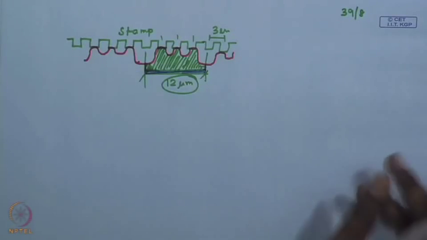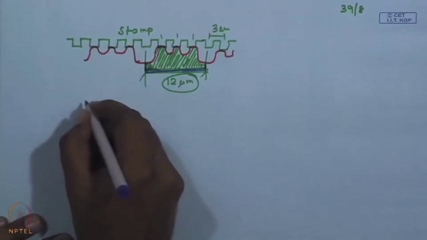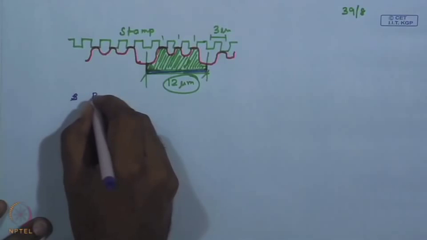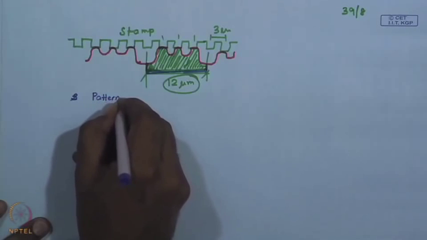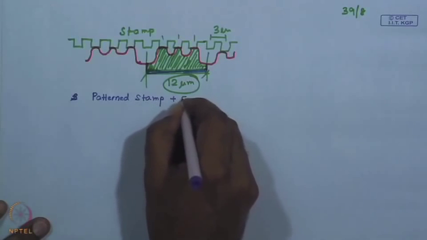So, this is in a nutshell the method of elastic contact lithography. The other approach that had been taken was to, instead of using a combination. So, here in the classical sense we had a patterned stamp and a flat contactor.